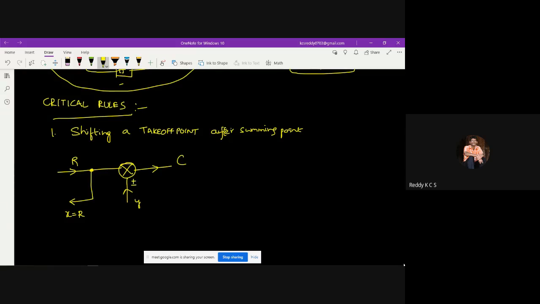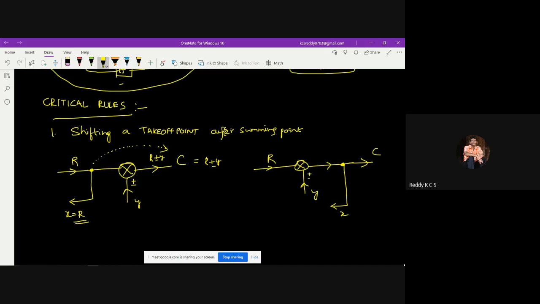So the output value is going to be R plus or minus Y. But whatever the takeoff signal value is, X is equal to R. When I shift this takeoff point to after the summing point, the Y signal is plus or minus, and the takeoff point now has to be placed between the summing point and the output signal.